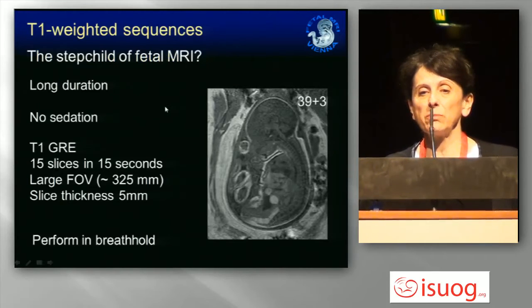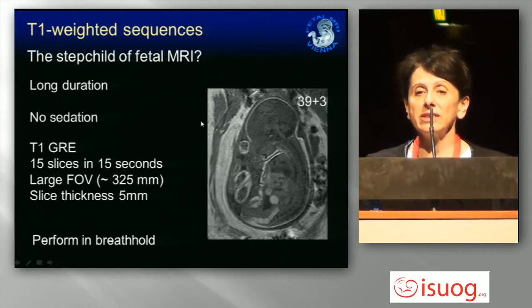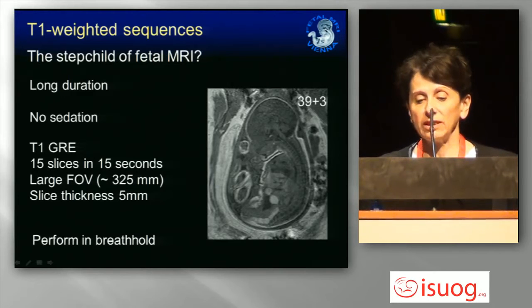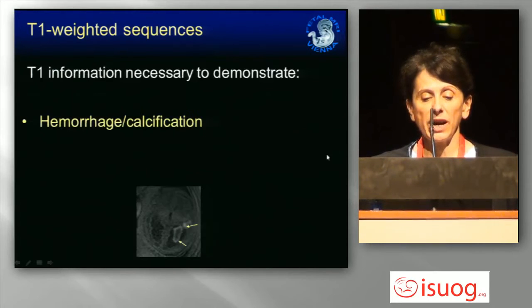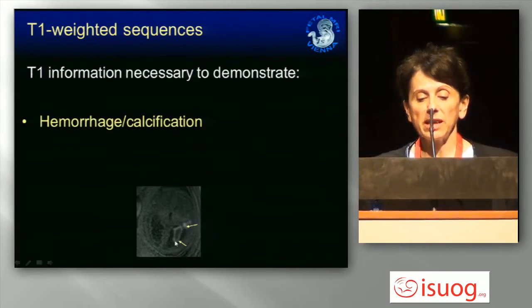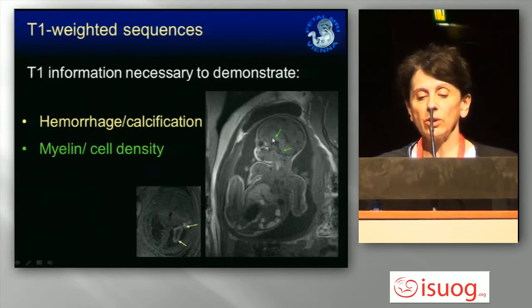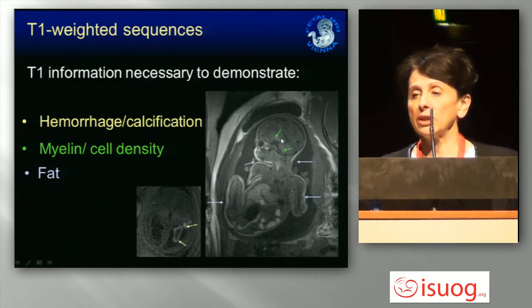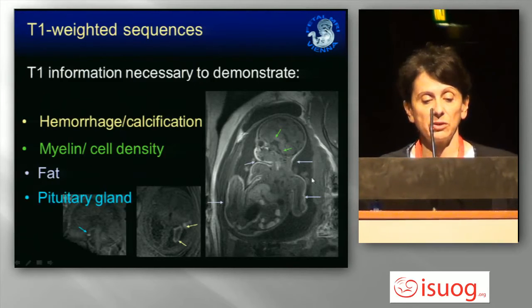a long time it was not possible to have good quality sequences because they take longer and there was always movement, but it helped when the mother holds her breath for about 15 or 20 seconds. And why do we need them? Some blood breakdown products are bright on these sequences. You can look at myelin or cell density, at fat. For instance, the lipoma of the corpus callosum can better be detected using T1 weighted sequences than just T2.